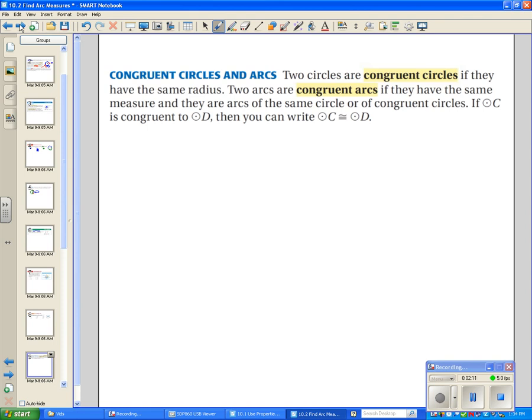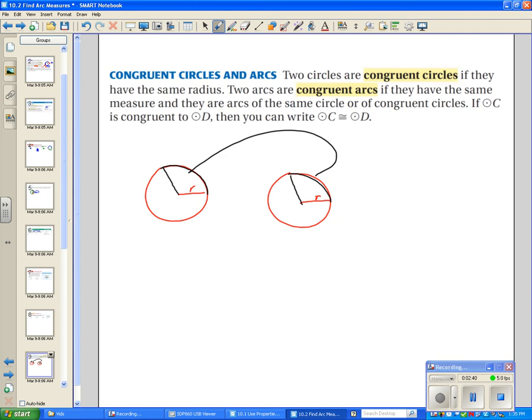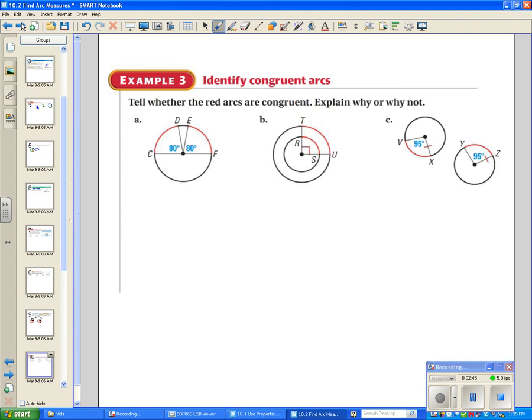Congruent circles. Two circles are congruent circles if they have the same radius. Two arcs are congruent if they have the same measure and they are arcs of the same circle, or congruent circles. Say we have a circle. Say we have another circle that's congruent. That means their radius is congruent. This is R and this is R. Let's say this has 100 degrees, and this is 100 degrees. Then this arc is congruent to this one because of the radius and because the angles associated with them are congruent.